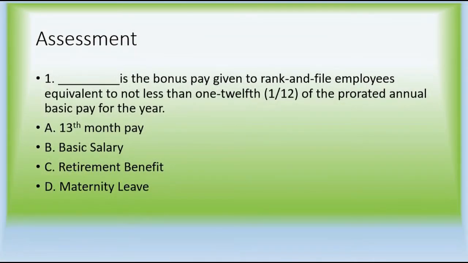Now let's have the assessment. Get a sheet of paper and write the correct answer to each problem. You have 10 seconds to answer each problem. Number 1. Blank is the bonus pay given to rank and file employees equivalent to not less than 1/12 of the prorated annual basic pay for the year. Letter A, 13th month pay. Letter B, basic salary. Letter C, retirement benefit. Or letter D, maternity leave.